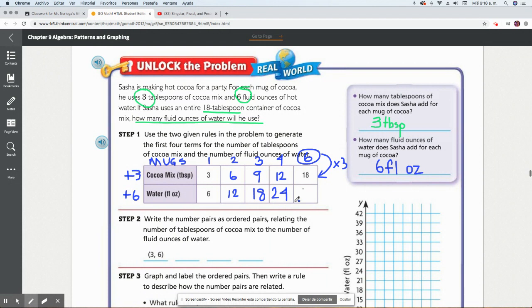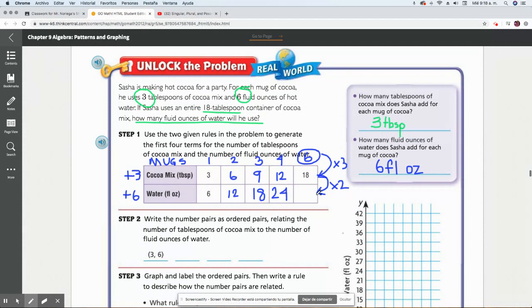Now, to find the other number, I need to think. The number of tablespoons times a number equals the number of fluid ounces of water. So think about this. 3 times what number equals 6? 6 times what number is 12? 9 times what number is 18? 12 times what number is 24? Did you find that number? That number is 2, right? So I am going to apply that rule and multiply the number of tablespoons of cocoa mix times 2 to find the missing number.